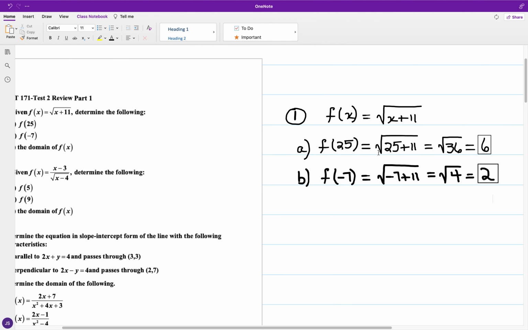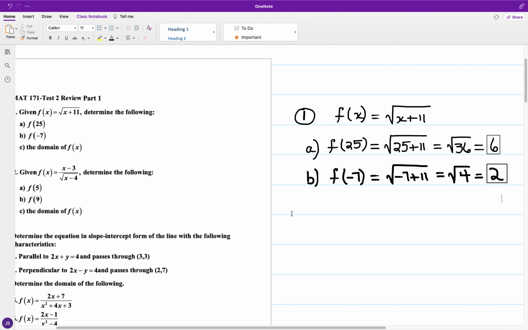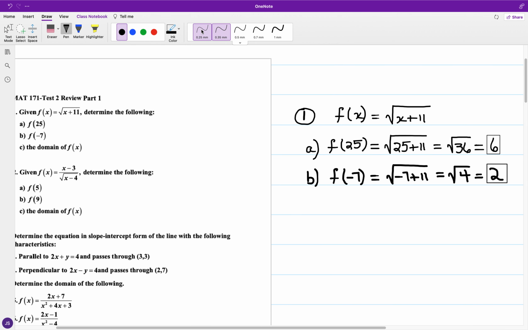So again, we have ordered pairs such as 25, 6, and negative 7, 2. Those would be a couple of points on the graph of y is equal to the square root of x plus 11. Now concerning the domain of f of x, again we have a radical function in the form of an even root, namely the square root.